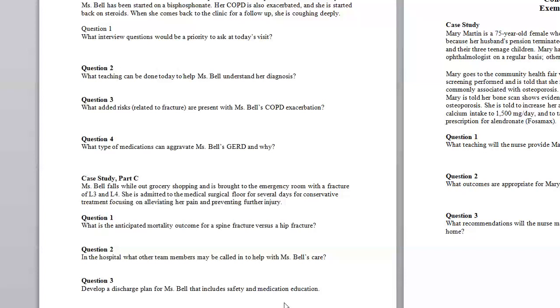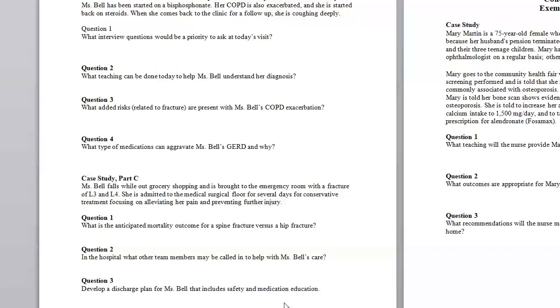Question 2. In the hospital, what other team members may be called in to help with Miss Bell's care? A dietitian, physical therapist. Just want to be sure that when she does go home that her house is safe, and someone should be able to make that assessment upon discharge. So question 3, develop a discharge plan for Miss Bell that includes safety and medication education.